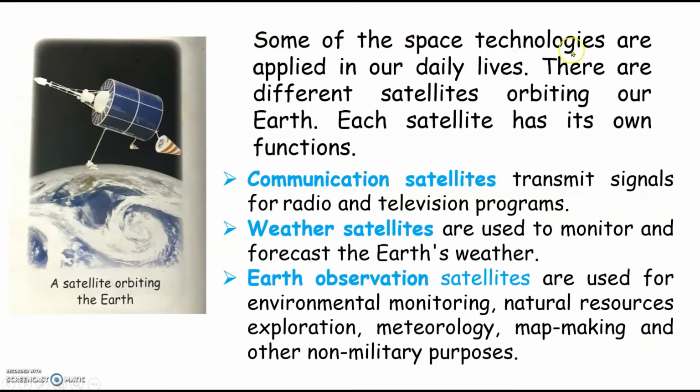Some of the space technologies are applied in our daily lives. There are different satellites orbiting our Earth. Each satellite has its own functions. Communication satellites transmit signals for radio and television programs. Weather satellites are used to monitor and forecast the Earth's weather. Earth observation satellites are used for environmental monitoring, natural resources exploration, meteorology, map making, and other non-military purposes.